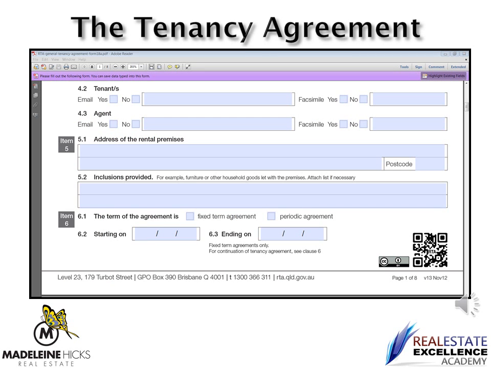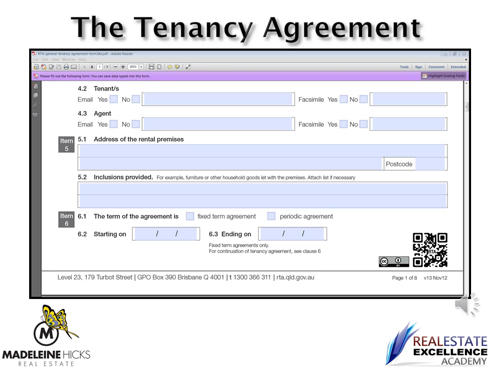Please now refer to Item 5 of the agreement. 5.1 sets out the address of the rental premises that you are taking possession of. Item 5.2 sets out the inclusions, which includes the RTA Form 1A Entry Condition Report and inventory if applicable.